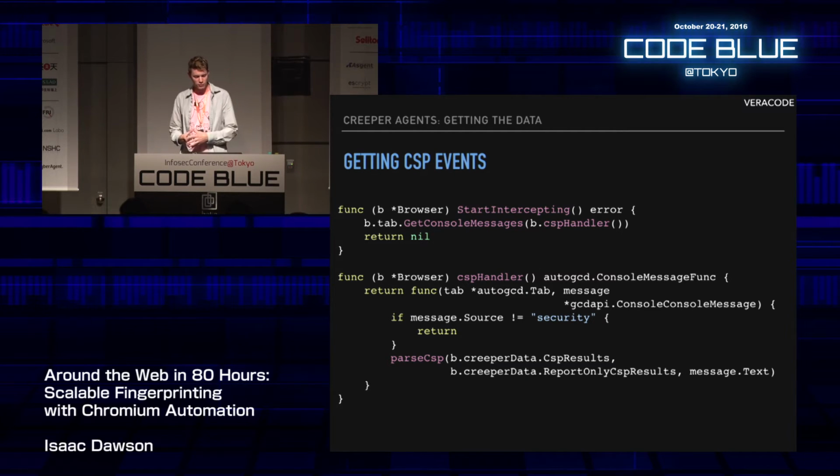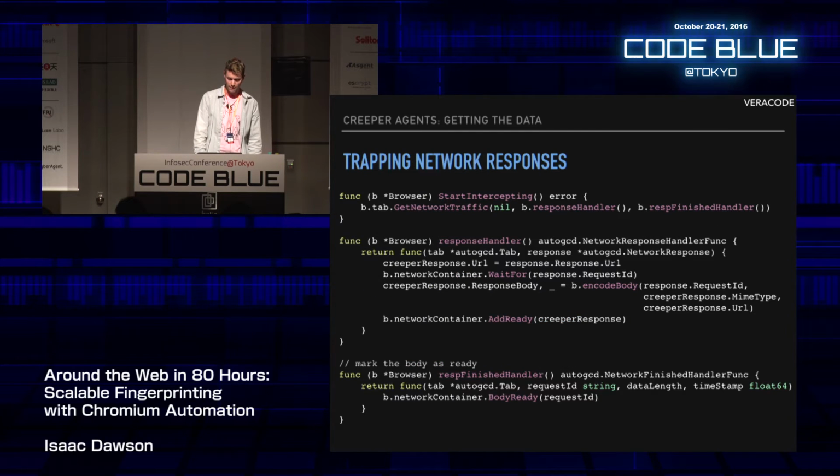So let's look at getting CSP events. Very simple, you just subscribe to getting console messages. As these events or violations occur, the CSP handler would be called. I just filter out only interested in security, and then I parse the type of CSP violation.